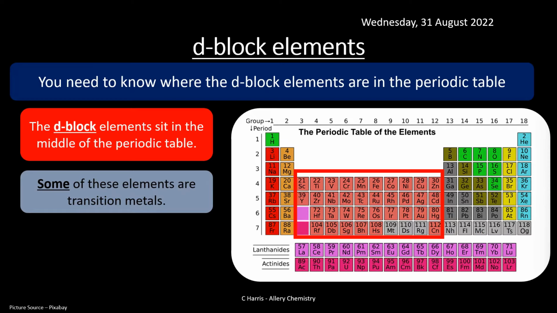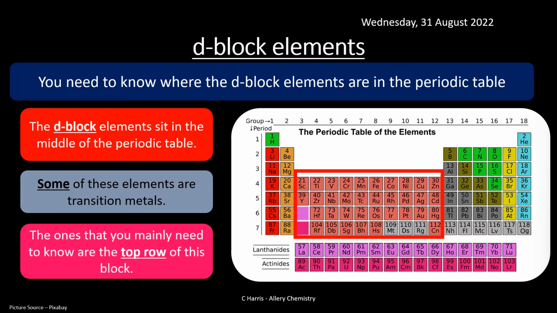Some of these elements are transition metals, not all of them. The ones that we're really going to look at here are the ones in the top row. We're not really going to look too much at the ones below that. So this is scandium, titanium, vanadium, chromium, manganese, iron, cobalt, nickel, copper, and zinc. So that's these ones on the top row there.